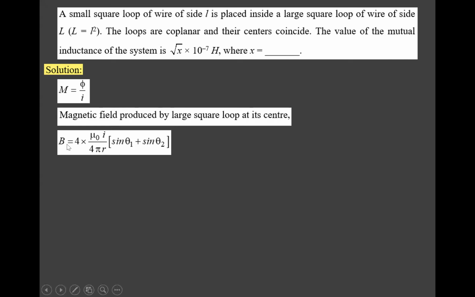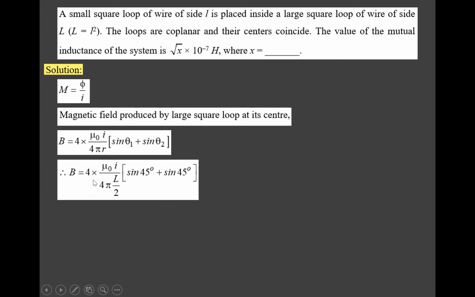The angle subtended by any side of the loop at the center, theta 1 and theta 2, will be 45 degrees. Here r is the perpendicular distance of the center of the square loop from the side, and that will be capital L by 2. So substitute the values here. B equal to 4 into mu 0 I upon 4 pi r, that is L by 2, into sine 45 plus sine 45. So this is 1 upon root 2 plus 1 upon root 2, so 2 times 1 upon root 2. So it will be root 2.